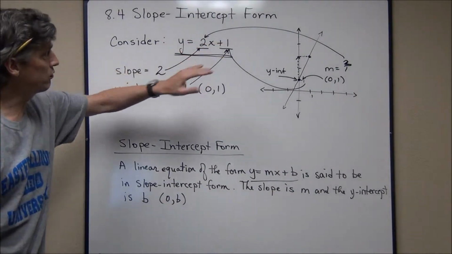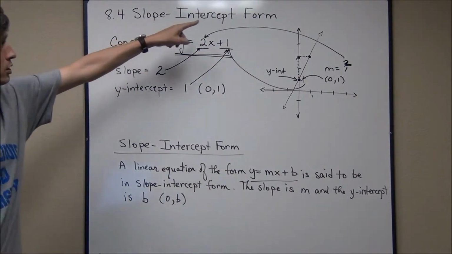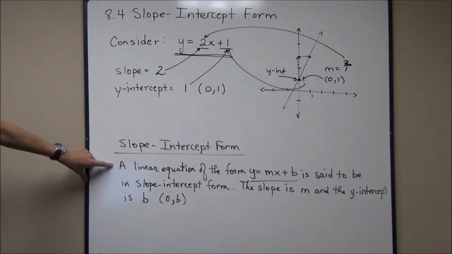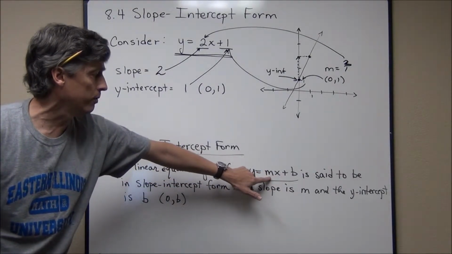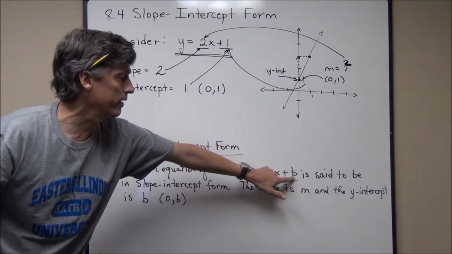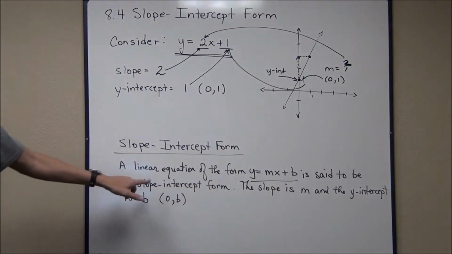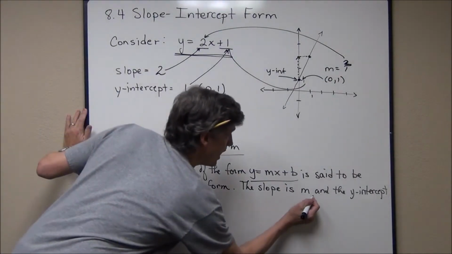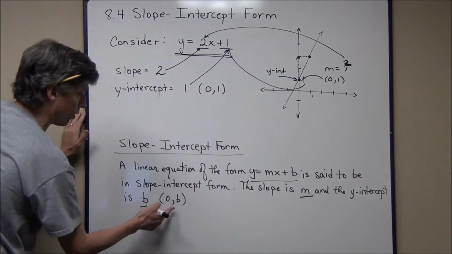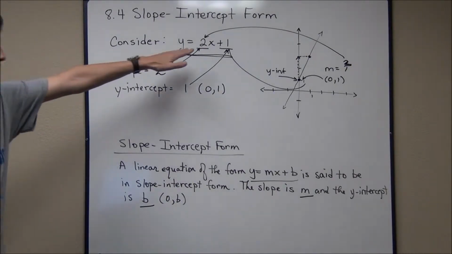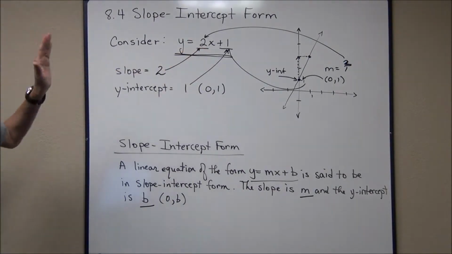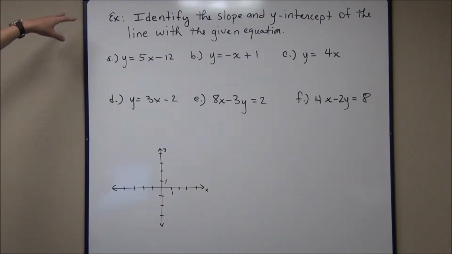The way that this is written has a special name, and it is called slope-intercept form. So down here, a linear equation of the form y equals mx plus b. Remember, m is for slope, and in this case, b is for the y value of the y-intercept. It is said to be in slope-intercept form. The slope is m, and the y-intercept is b, or as I prefer to write it, as 0, b. You can tell that information just by looking at the equation of the line, as long as the equation is in slope-intercept form.